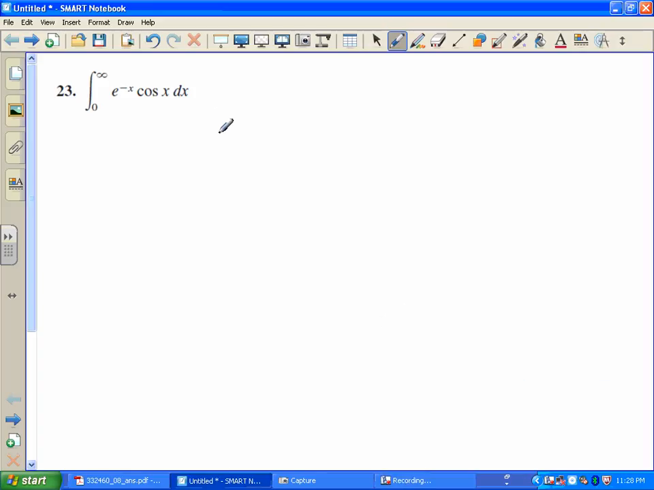Okay, for number 23, we have a typical integration by parts problem. Say u equals e to the negative x, and my dv will be cosine of x dx. My v then turns out to be sine of x, and my du is negative e to the negative x dx.